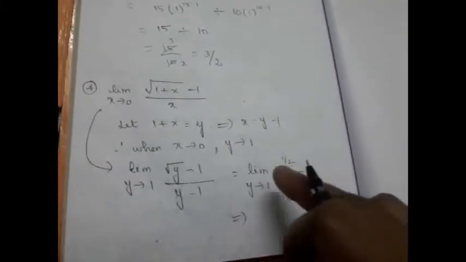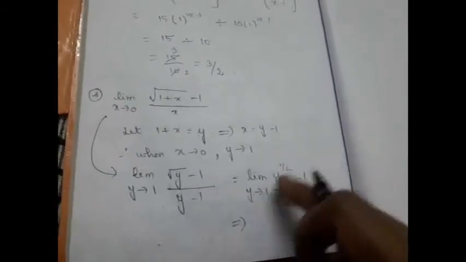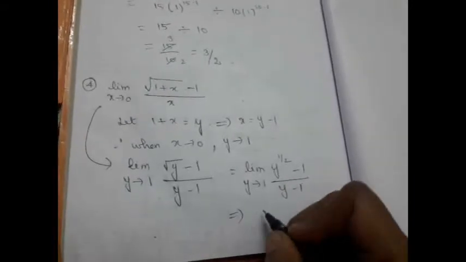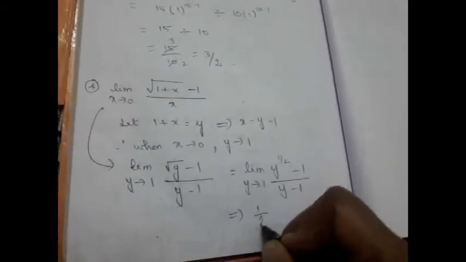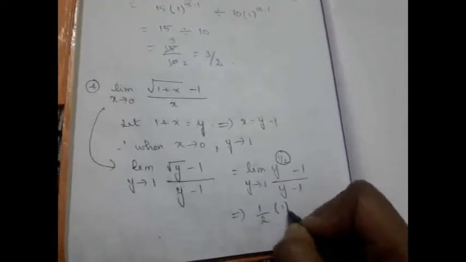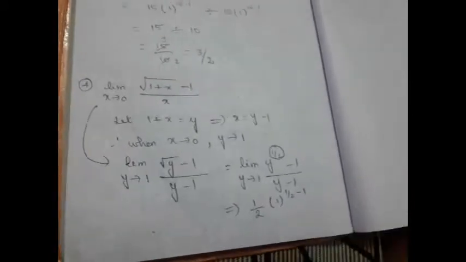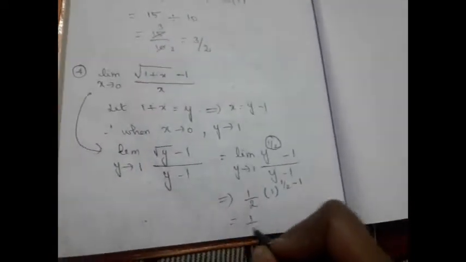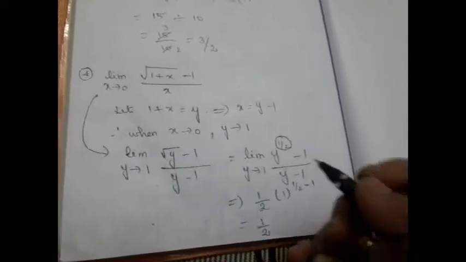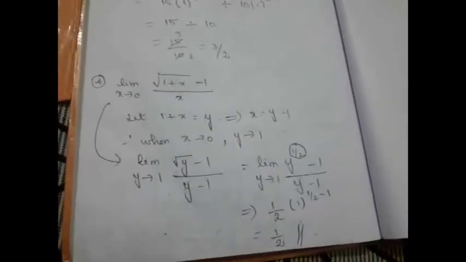So, this is of the form limit x tends to a, x power n minus a power n divided by x minus a. Yes or no? So, this is equal to n into a power n minus 1. Here n is nothing but half, and a is 1. So n into a power n minus 1, that is half minus 1, right? So, it is equal to half into 1 power minus half. 1 power anything is going to be 1 only. So, the answer is half, right?